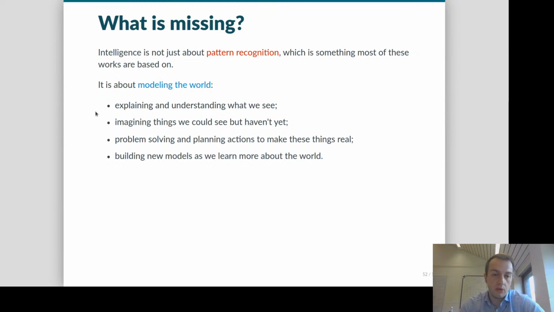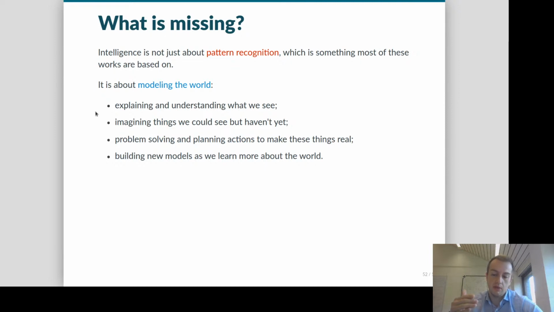Okay, and then to conclude this first part of today's lecture, what you could already maybe perceive from these few videos is that many of them actually rely on pattern recognition. The fact that you have some input and then you recognize patterns, objects in this input. But when it comes to AI, I think it's more general than that, because AI is also about modeling the world. That means explaining and understanding what we see. That you can do more or less with pattern recognition. But more importantly, it's about imagining things we could see but haven't yet.